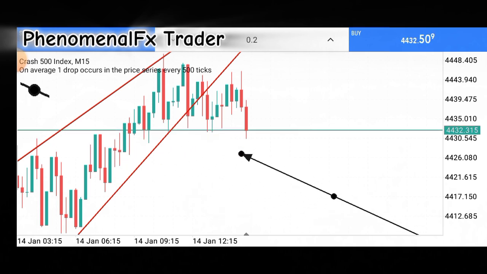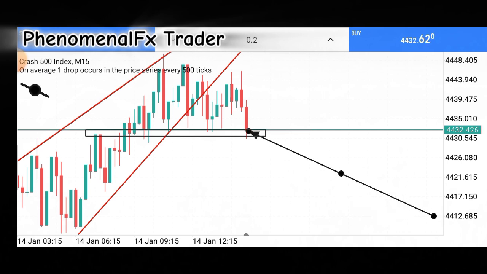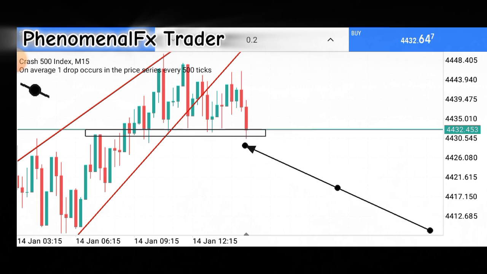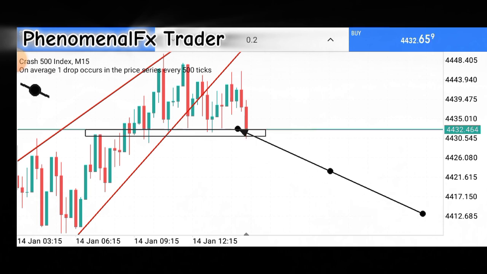Now all you have to do to be sure the market will sell, guys, is draw this and wait for the market to close below that zone. The market has to close below this zone. Once the market closes below this zone, guys, enter your sell trade, put your stop loss a little above this zone and allow it to run.